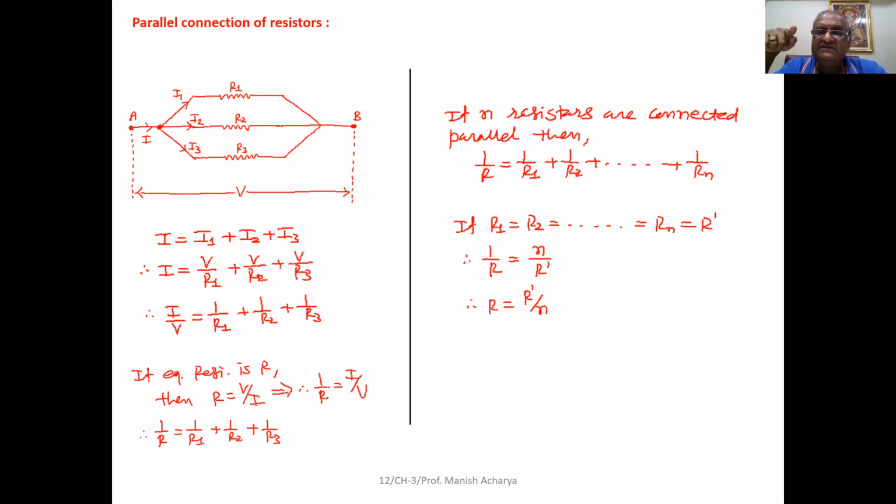And always remember this thing: in parallel connection of resistors, the resultant or equivalent resistance will be smaller than the smallest one connected in the combination. Clear to all of you?